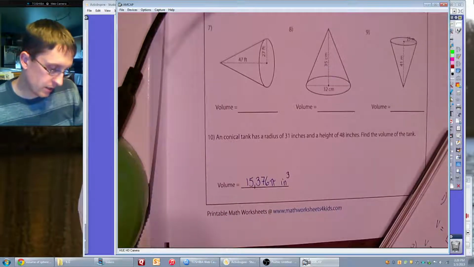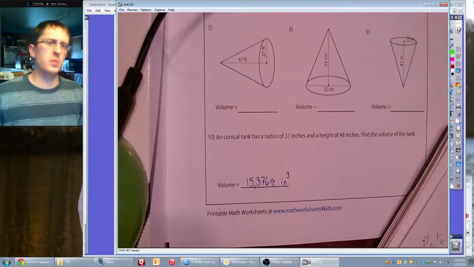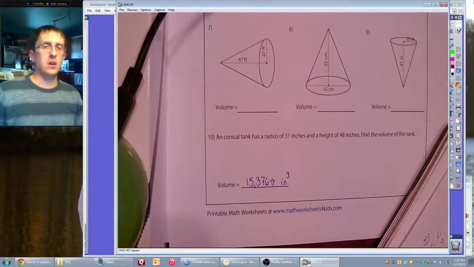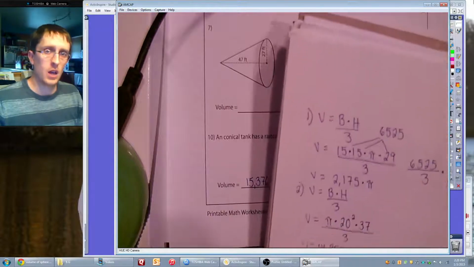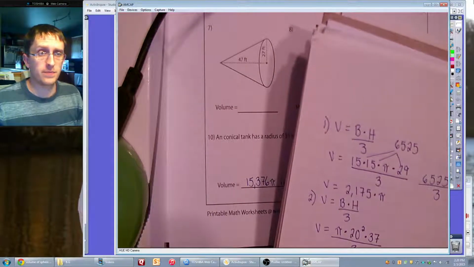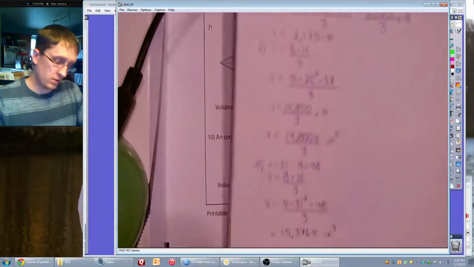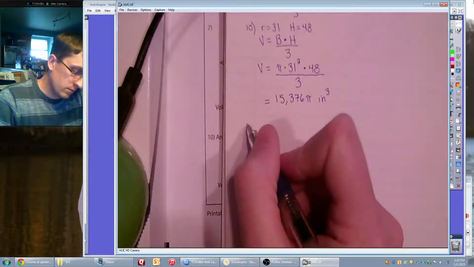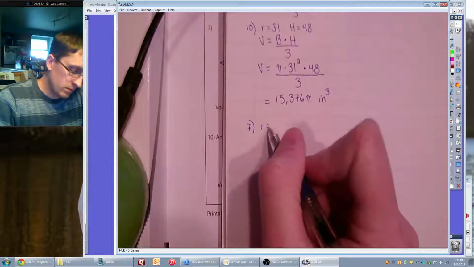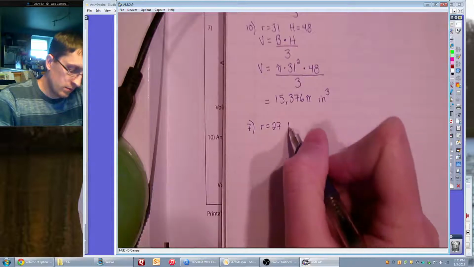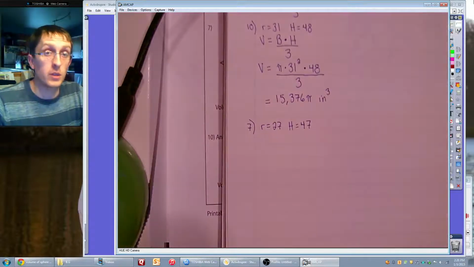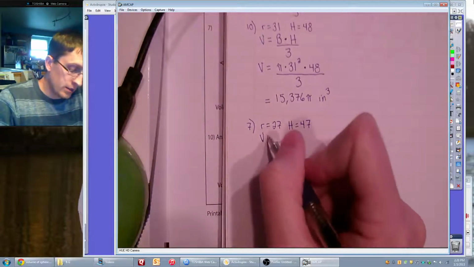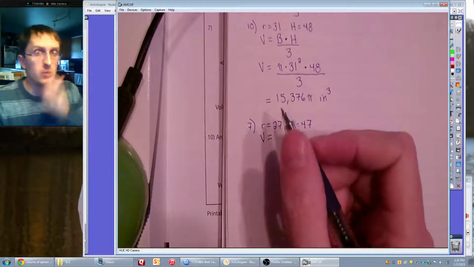And let's see, anything else look particularly challenging? Let's just pick number 7 since it's sideways. Could be a little twist to the problem. Maybe you didn't know how to do it if it was sideways. The radius is 27, and the height's 47. Again, I want you to pay attention how I'm recording the information in the problem. That's a good habit to get into. It helps you stay accurate.